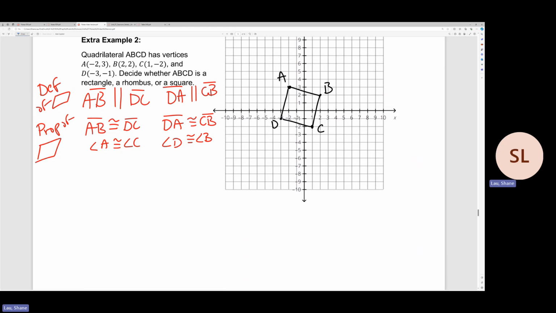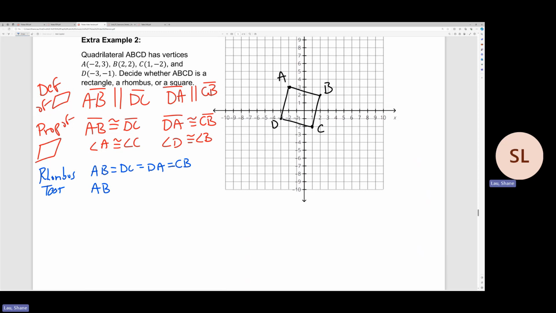But my rhombus test, is what I'm going to call it, is to show that AB is equal to DC, which is equal to DA, which is equal to CB. That's my rhombus test. I have to show that all four of those lengths are equal to each other. And I'm going to do exactly that. So I'm going to start off with AB.